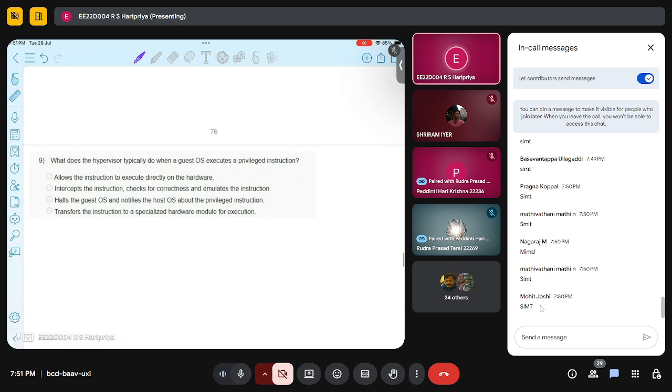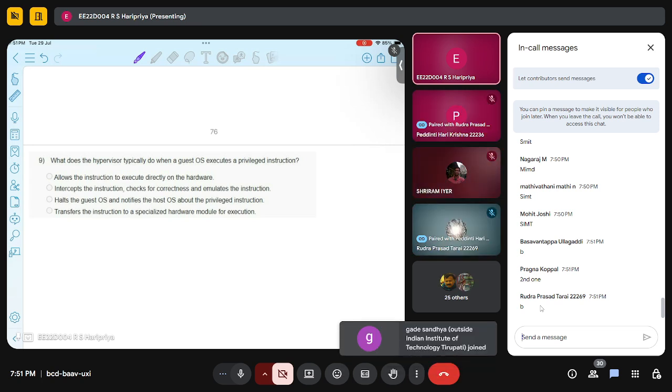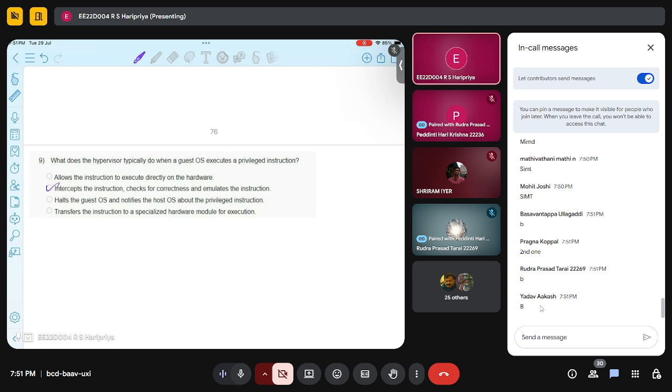What does the hypervisor typically do when a guest OS executes a privileged instruction? Yes, it interprets the instruction, checks the correctness, and then emulates. So the hypervisor is completely transparent, so it has to take that instruction, check the correctness, and then execute.